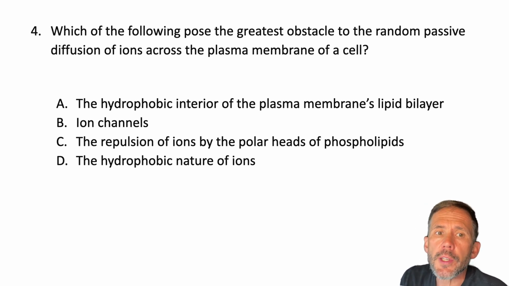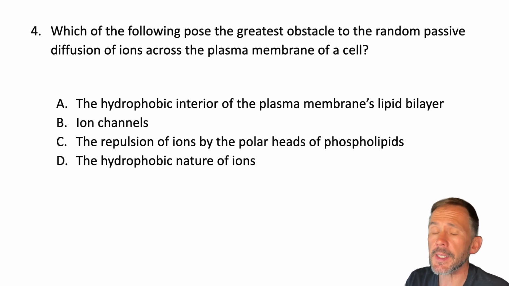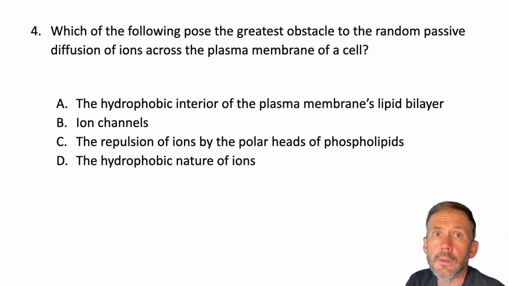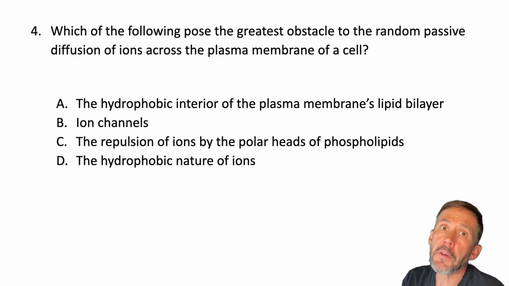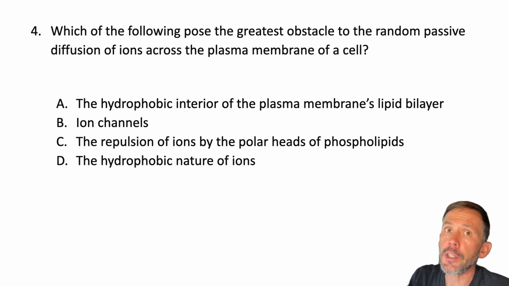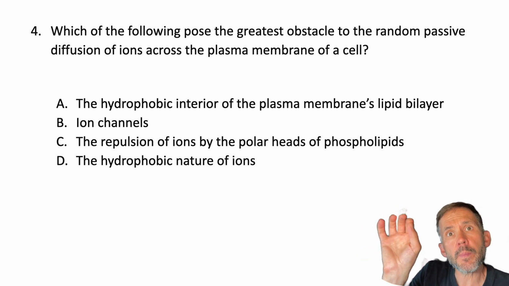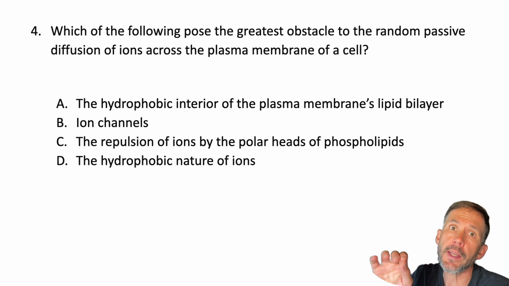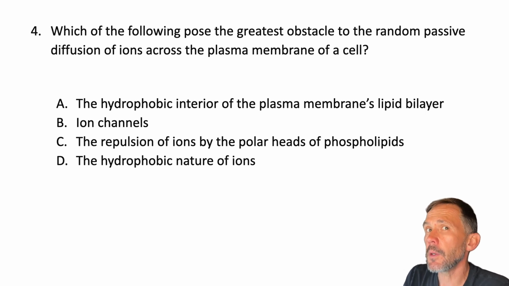Question 4, which of the following pose the greatest obstacle to the random passive diffusion of ions across the plasma membrane of a cell? The answer here is A. So if you remember, phospholipids have a charged head, hydrophilic with a phosphate group, but then they have these pairs of fatty acid tails, these hydrocarbon chains, which are not polar, which don't favorably interact with water. They're hydrophobic. So they create this hydrophobic barrier.